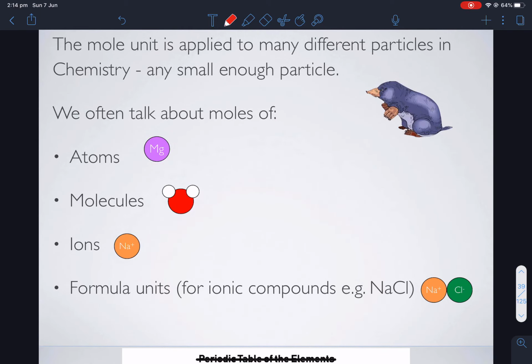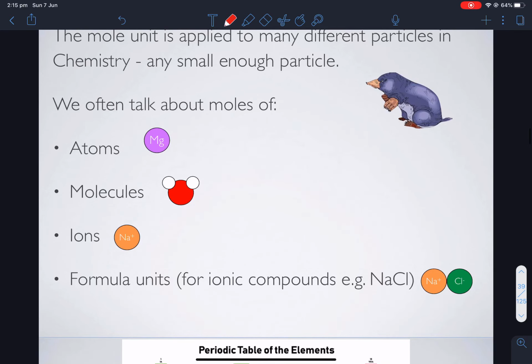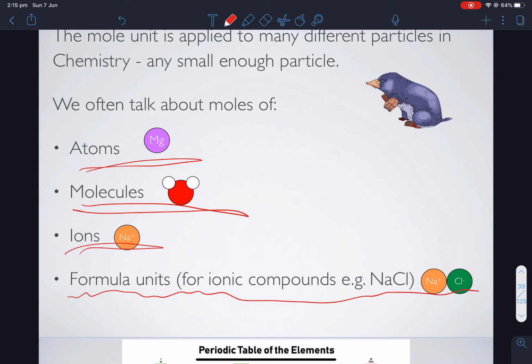Particles is very broad, and we use the mole unit to describe different things in chemistry. In general, we'll call them particles, but if you want to be a bit more specific in particular examples, we can apply moles to number of atoms, number of molecules, number of ions, or, when we're talking about ionic solids or liquids, formula units for ionic compounds, such as NaCl, that repeating unit. We can talk about moles of repeating units.